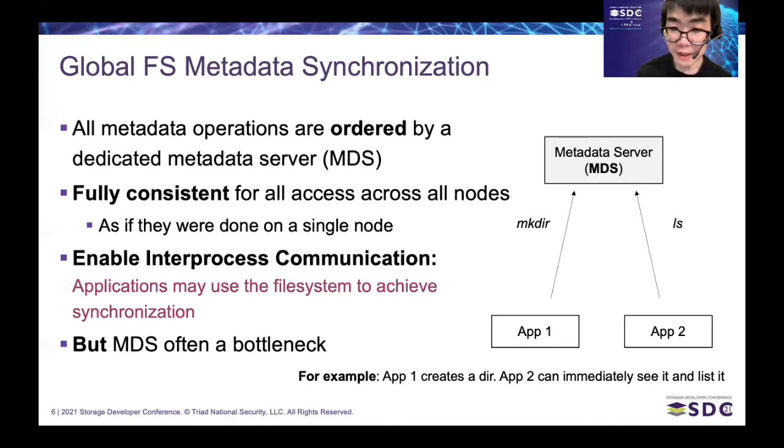So for example, if a client has application one create a directory, application two, regardless of where it runs on the cluster, is able to immediately see the directory and list it. So global synchronization enables distributed applications to simply use the file system to achieve communication, and they can even just use the file system to achieve synchronization. However, since all metadata operations need to go to a single server, a single metadata server tends to be a performance bottleneck.